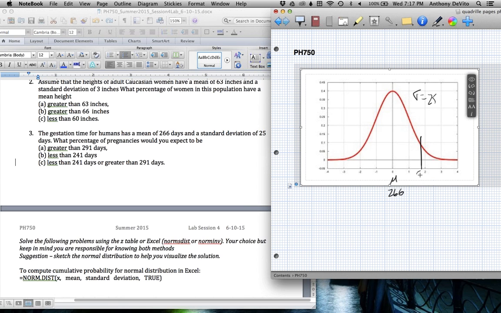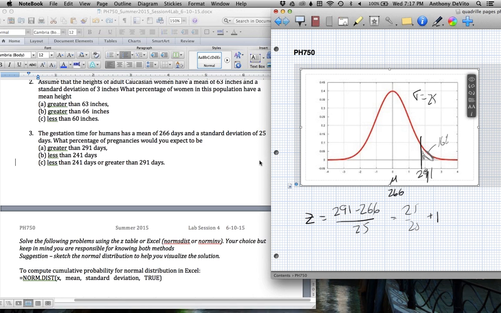Say 291 is up here somewhere. I don't know where it's going to be. How am I going to figure out a z-score for this? It's not even numbers. I'm not a real smart guy, so to make sure I don't make a mistake, I'm going to use the formula. Z is equal to x, the value I'm interested in, 291, minus the mean, 266, over the standard deviation, which is 25. As it happens, this winds up being 25 over 25 and a z-score of +1. So that area, again, is about 16%, right?